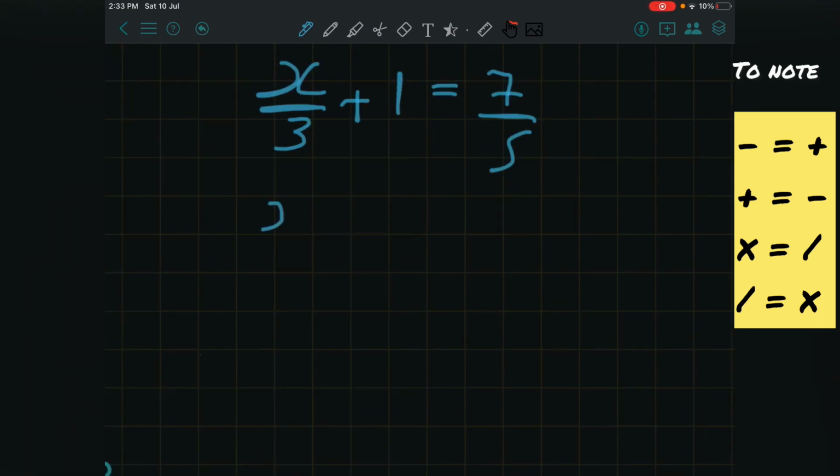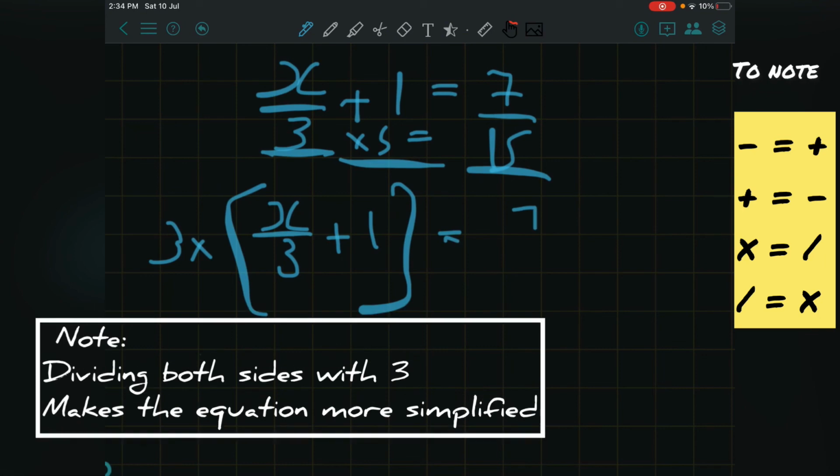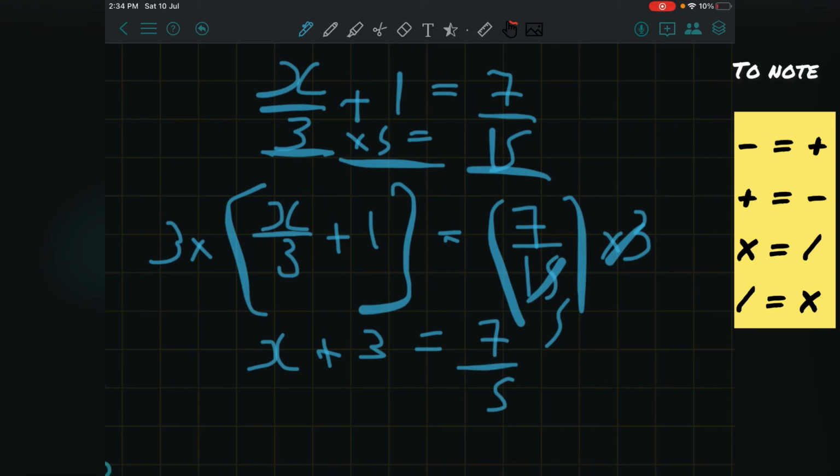So the first step is to multiply both sides by 3. As you can see, the denominators are actually related to each other because 3 into 5 equals 15. So if we multiply both sides by 3, we can reduce both sides to the lowest form, making it much easier to do. So we have 3 into x/3 gives us x, no 3 there. Then 3 into 1 is 3. So we have x plus 3 on this side. On the other side, 15 is reduced to 5, which is 7/5.